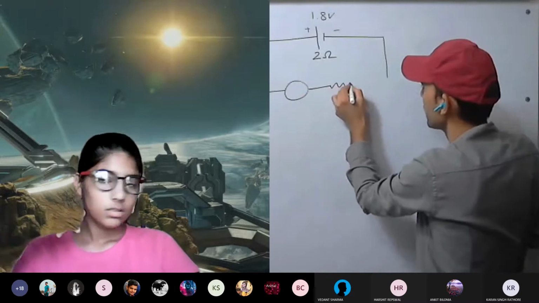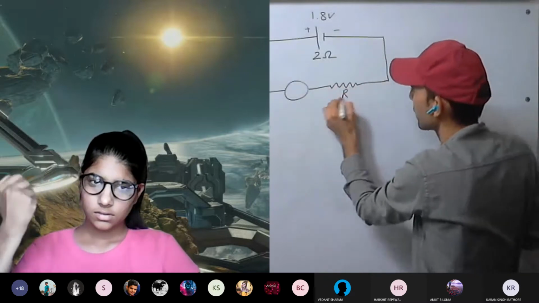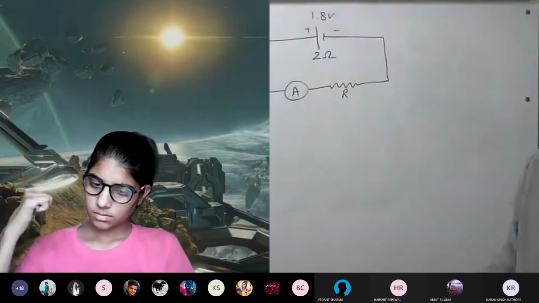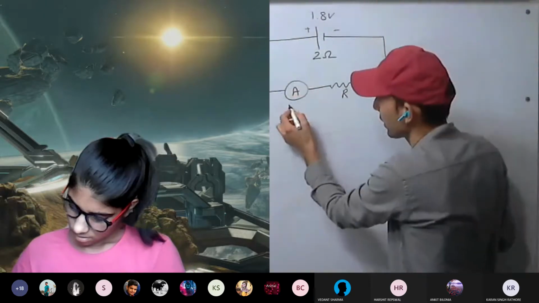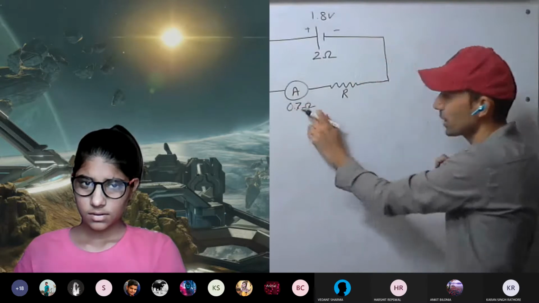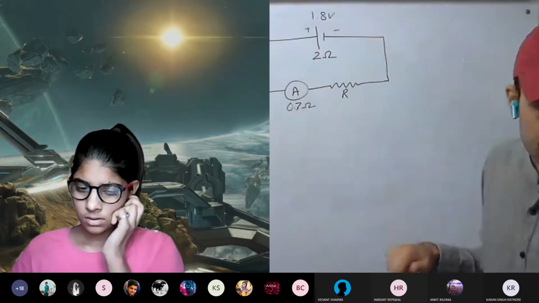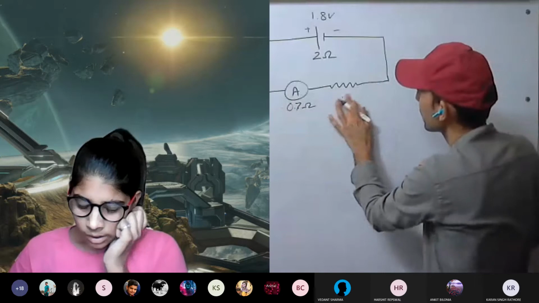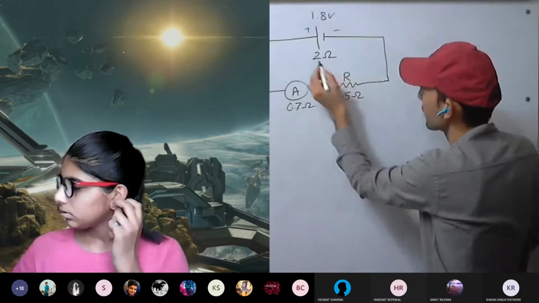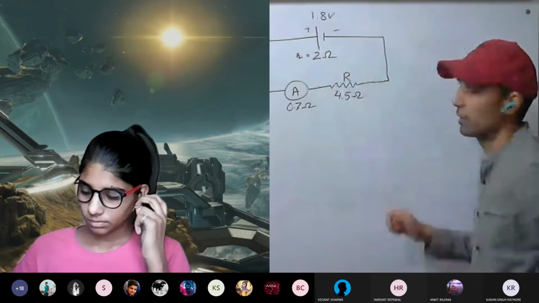Ammeter, then resistance R. This is our ammeter, and this ammeter also has resistance. How much? 0.7 ohm. So this time we have to take this resistance into consideration as well. And this is 4.5 ohm. This I'm writing as capital R. This is our small r.